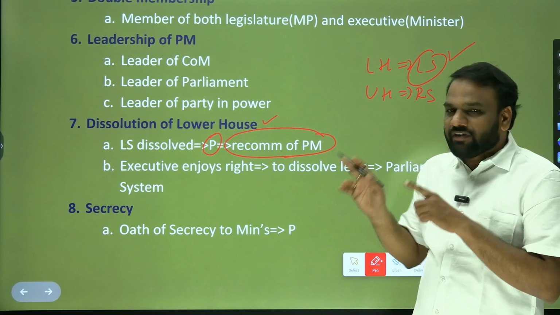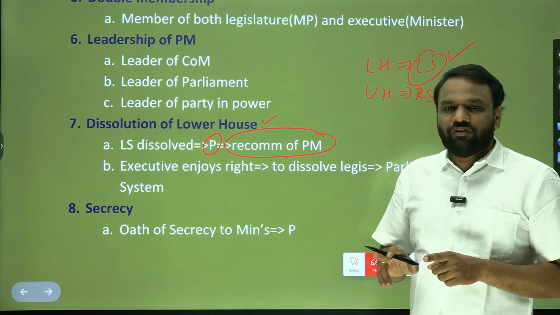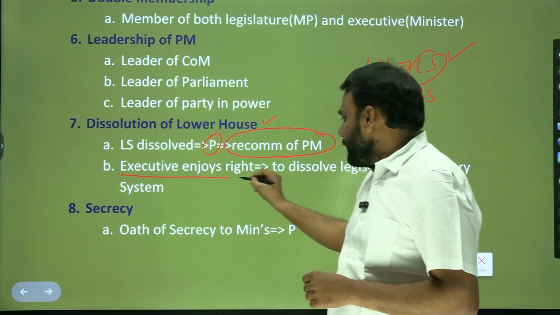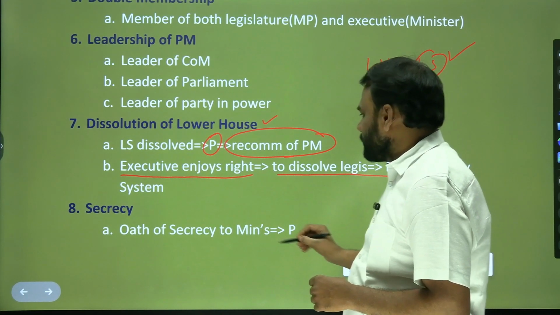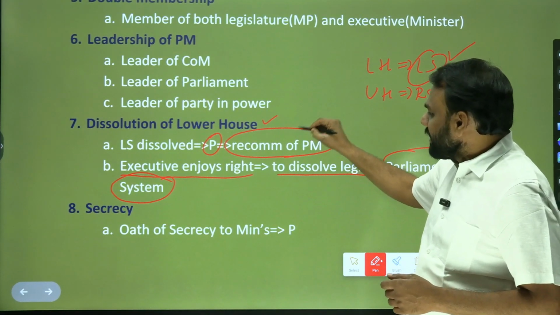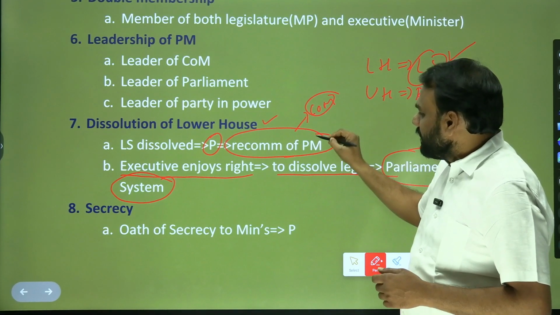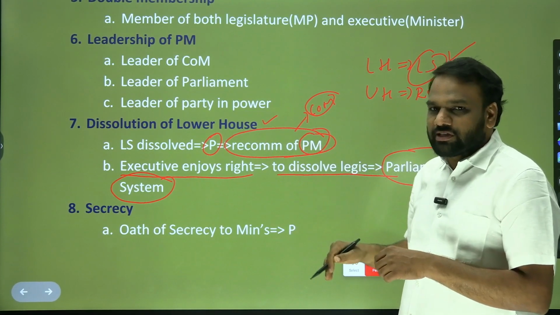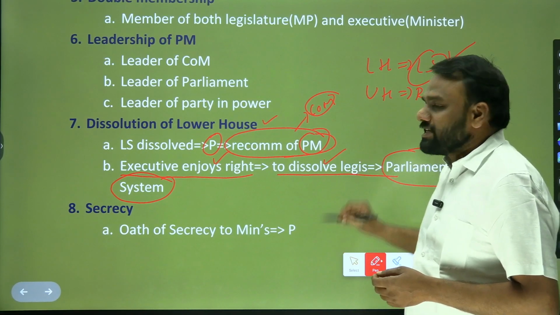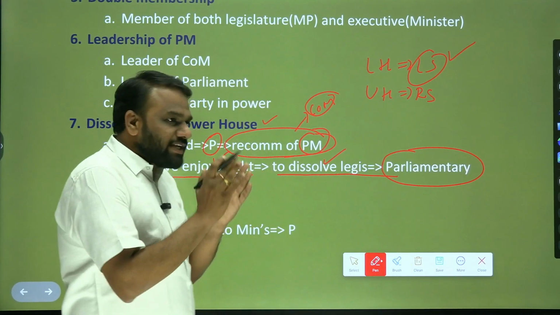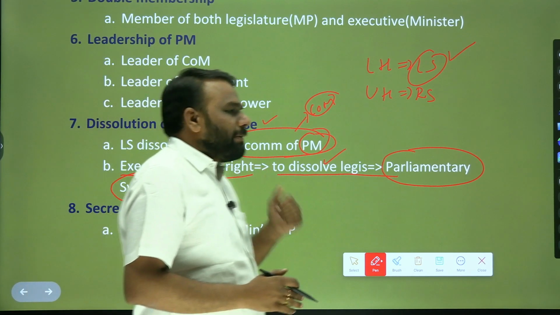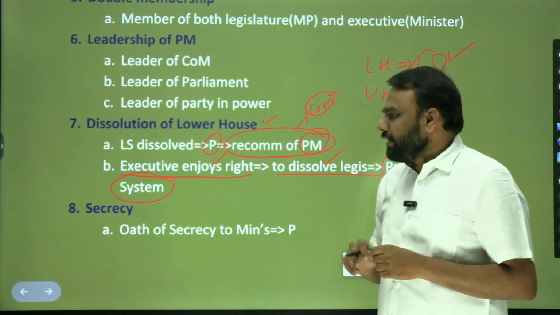But in general, the President will dissolve the Lok Sabha with the recommendation of the Council of Ministers headed by the Prime Minister. Next, this indicates the executive enjoys the right to dissolve a legislature. So it is only possible in a parliamentary system. So what is the executive here? When I say Council of Ministers headed by the Prime Minister, they will recommend the President to dissolve the Lok Sabha. It means the executive is dissolving the legislature, that is Lok Sabha. So the executive dissolving the legislature is a very important feature of parliamentary government.